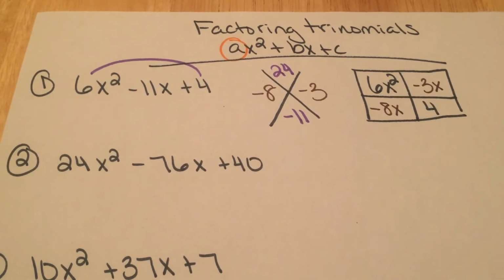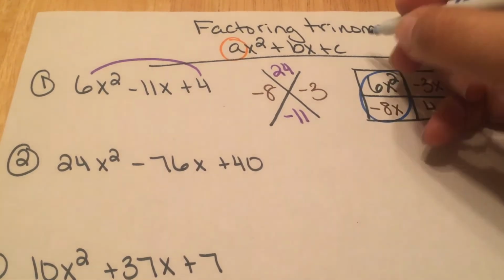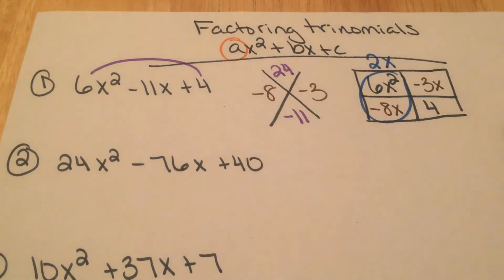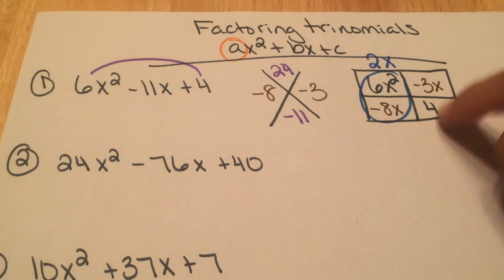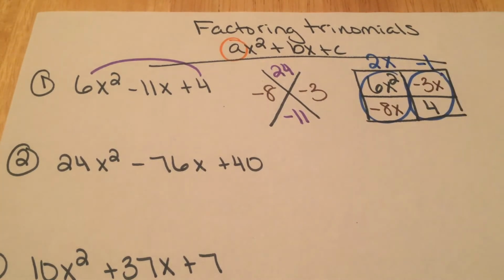And if we look here, we have 6x squared and 8x. What do those two have in common? So this is going to be a little bit different for our GCF. Usually it was just an x. Now 6 and negative 8 actually have a 2x in common. Negative 3x and 4, what do they have in common? Nothing really, aside from good old negative 1. Remember, that's always a factor. 1 is always a factor.